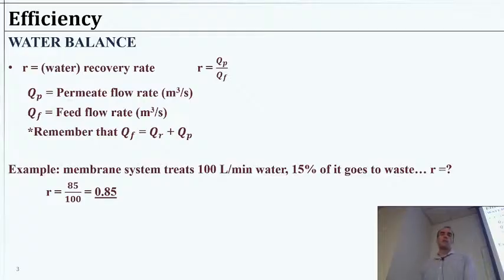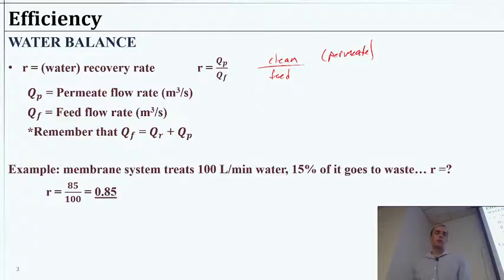Anyhow, this lowercase r would be the Q in the permeate divided by the Q in the feed. So what's the portion of the water that we are using that becomes clean water, the permeate over the feed. So if we have a system that is keeping 85% of the water, our water recovery rate is 0.85, or 85%. That means 15% of it would be going to waste. Right, that's the example down here.